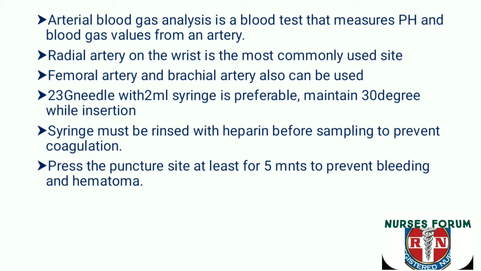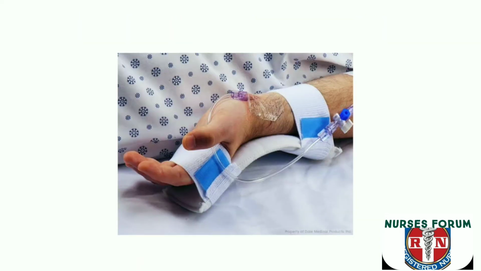The syringe we have to use is 2 ml and the needle should be 23 gauge. We need to maintain a 30-degree angle while inserting the needle into the skin. The syringe must be rinsed with heparin before sampling to prevent coagulation. After withdrawal of the needle, we must press the puncture site for at least 5 minutes to prevent bleeding and hematoma. We can move to the next image.